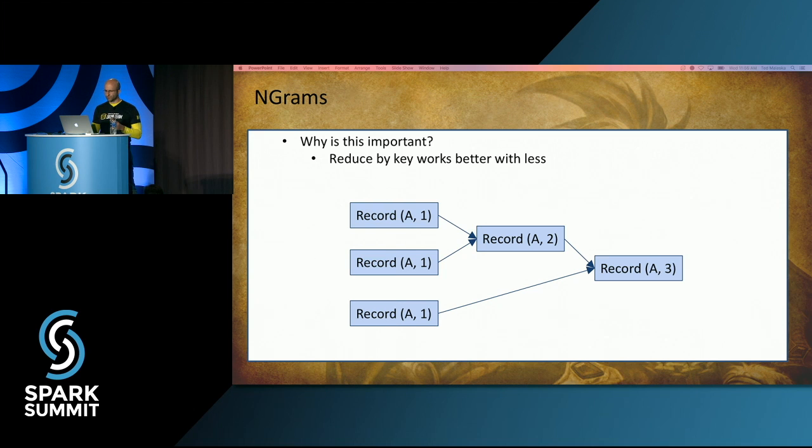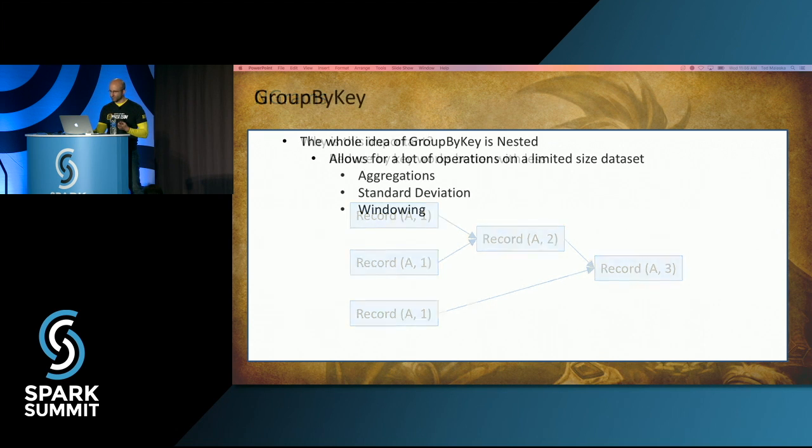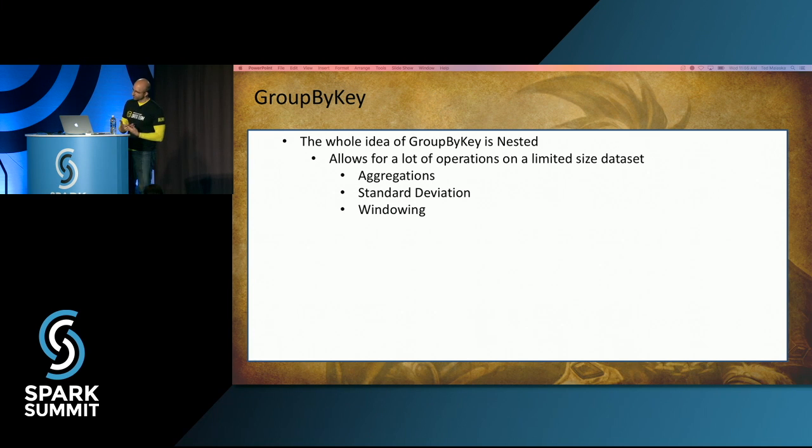Yeah, and we talked about using reduce by key. If everybody's familiar with reduce by key, the nice thing is that you only keep 2 records in memory at a single time, and you can reduce and transmit those across executors. Okay, so nested structures, we're talking about nested structures, and that's the whole idea of group by key.